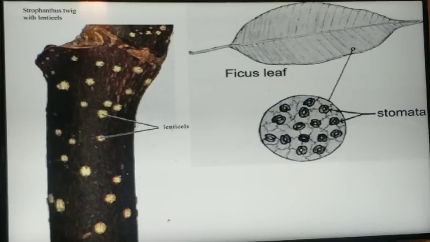Young stems also have stomata. In old woody stems, lenticels develop. Lenticels develop below the bark to ensure gaseous exchange. This is the picture of an old woody stem which shows small openings on its bark. These small openings are called lenticels. So gaseous exchange takes place through lenticels also.